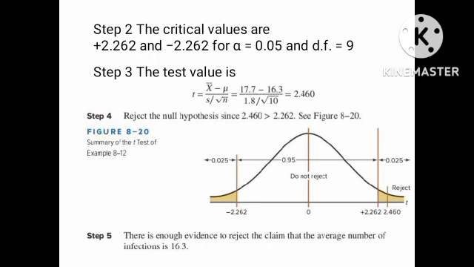In step 5, our conclusion: there is enough evidence to reject the claim that the average number of infections is 16.3. Before we end our discussion, the given question shows that it can be rejected because the average number of infections is not equal to 16.3, as shown in our alternative hypothesis, which means the outcome is rejected.